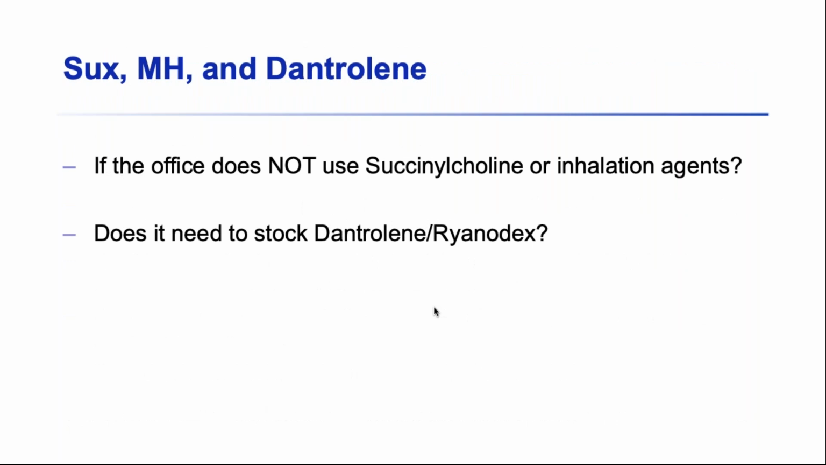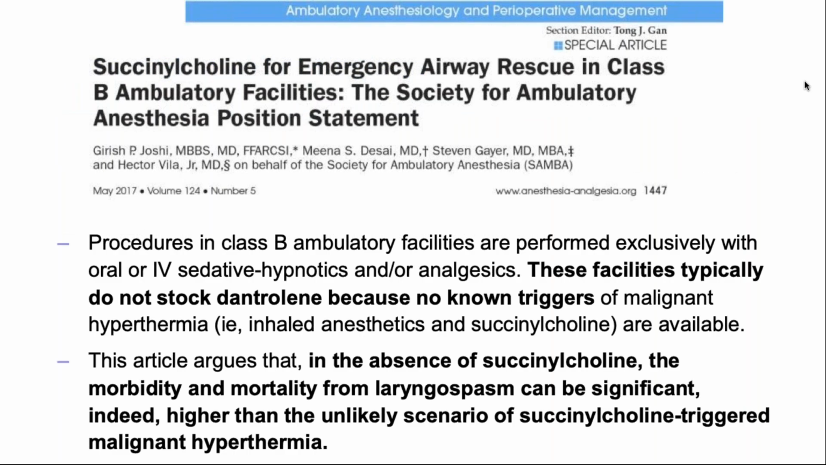A common question that's always asked in the office-based setting is regarding succinylcholine, malignant hyperthermia, and dantrolene. The question comes up: if the office does not use succinylcholine or an inhalation agent, does it need to stock dantrolene or Ryanodex? The Society for Ambulatory Anesthesia prepared a statement in a special article in May 2017 on emergency airway rescue in Class B ambulatory facilities. Procedures in Class B facilities are performed exclusively with oral or IV sedatives and analgesics. These traditionally do not stock dantrolene because there are no known triggers of malignant hyperthermia, i.e. inhaled anesthetics and succinylcholine.